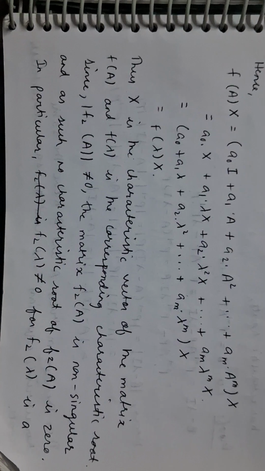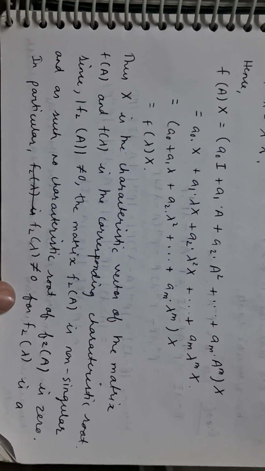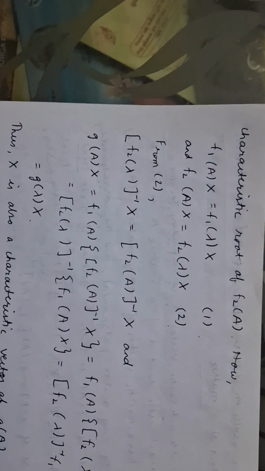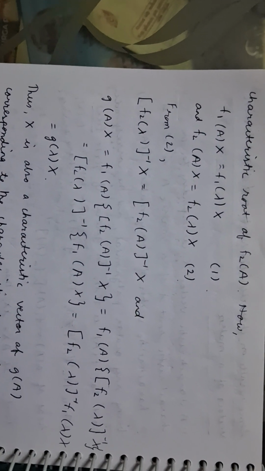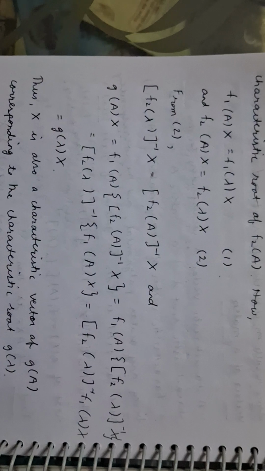Since f2(A) is not equal to 0, the matrix f2(A) is non-singular, and as such no characteristic root of f2(A) is 0. In particular, f2(lambda) is not equal to 0, for f2(lambda) is a characteristic root of f2(A). Now if we consider these two equations, the first one states that f1(A)x is equal to f1(lambda)x, and the second one states that f2(A)x is equal to f2(lambda)x.